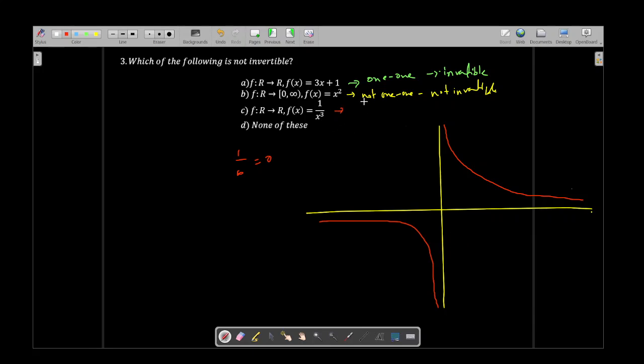Or you can always say this function is not defined at 0, because 1 by 0 doesn't have a definite value. So the function which is not invertible is x square.